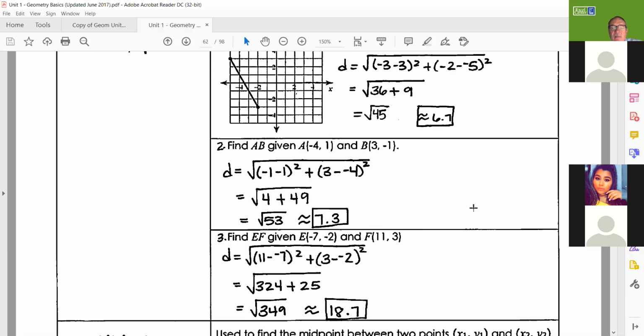If I do the square root of 53, it's another one of these crazy long numbers. And that one you can see has been rounded to 7.3.